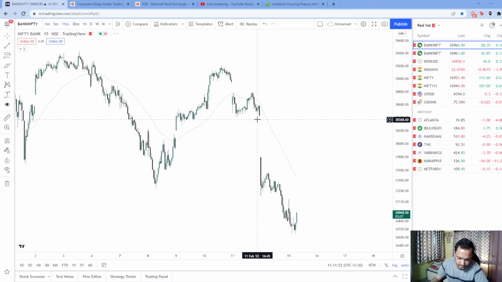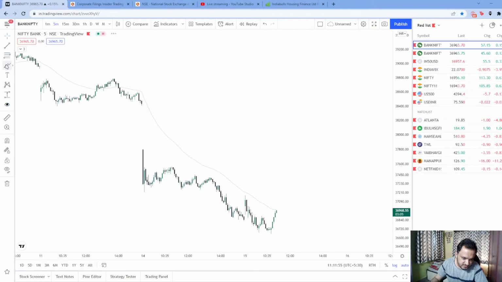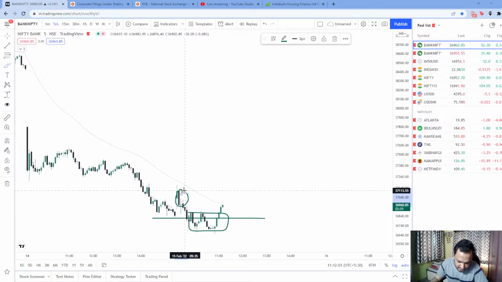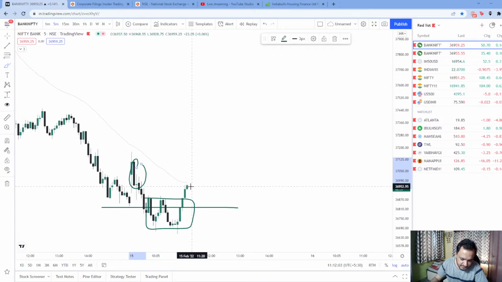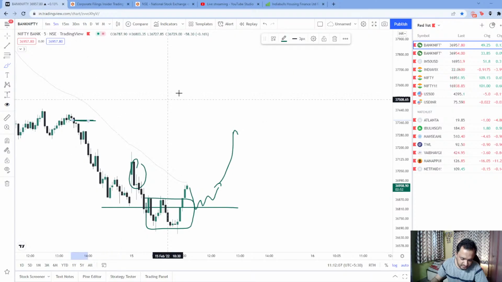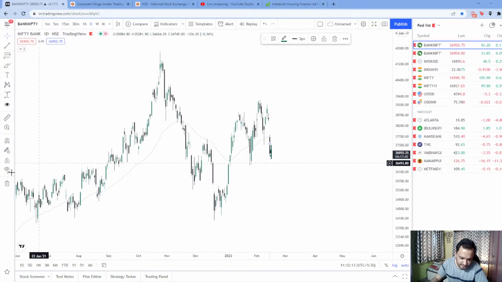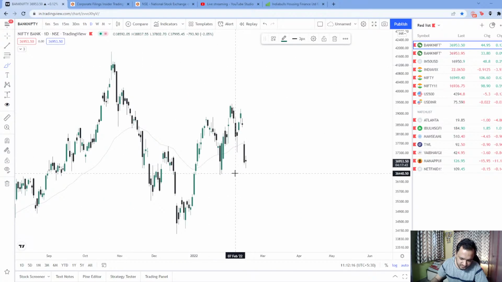Right. And there was a nice sweep of the previous lows right here. You get quick accumulation, and now this supply is tested. So now what you want to see is if this demand is holding, then we can definitely see an up move till this supply. Right. So you always want to wait for this base to build up around the 50 EMA. Right. And Bank Nifty is perfectly all right.